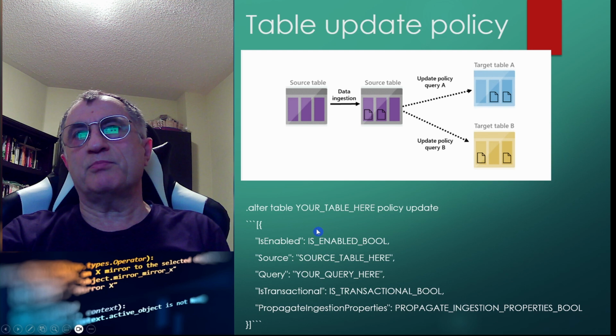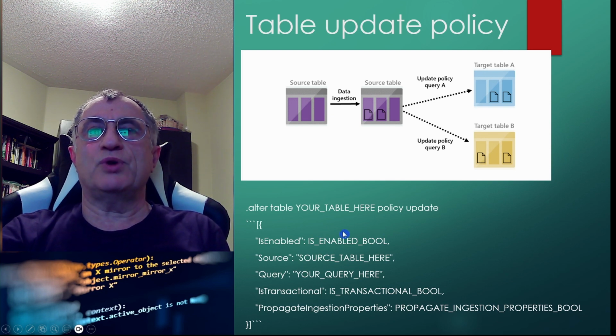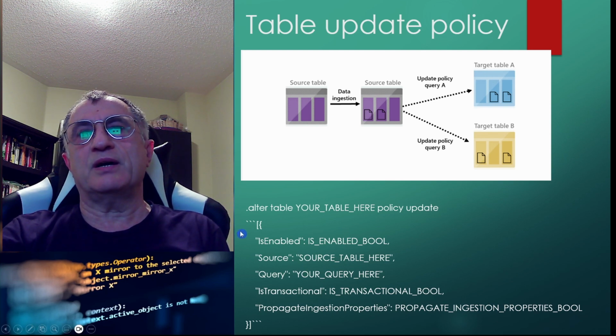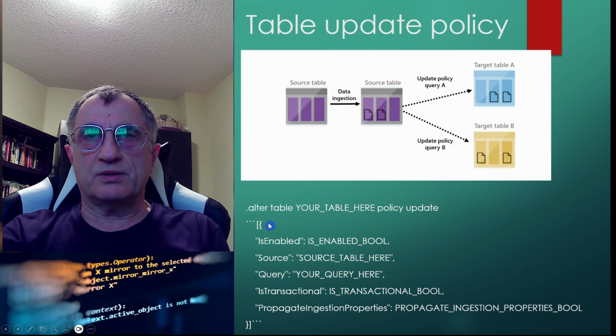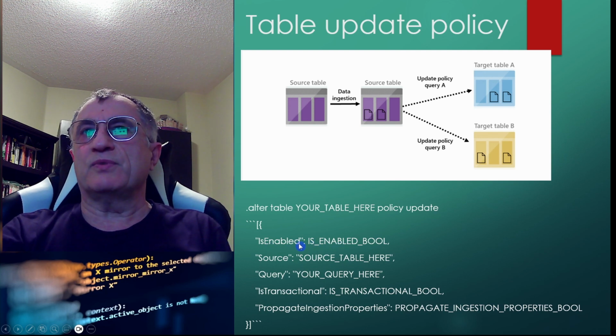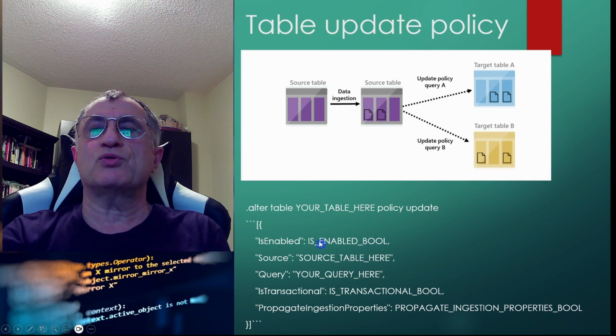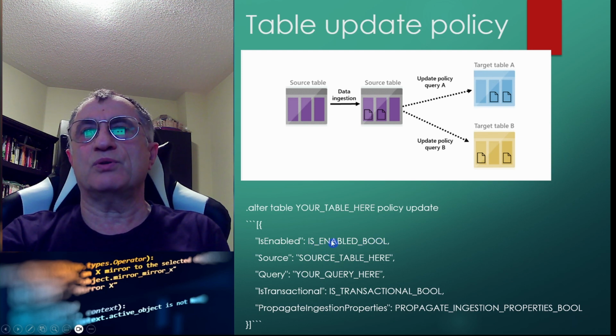So here's a sample syntax for table update policy. You have to create your table first, of course. And once you create it, then you can use alter table command. You specify your table name, and then these are properties. So basically, you can say is enabled. So is this policy enabled or not? You can turn it on when you create, but if needed, you can pause by turning it off. So basically, setting it to false.